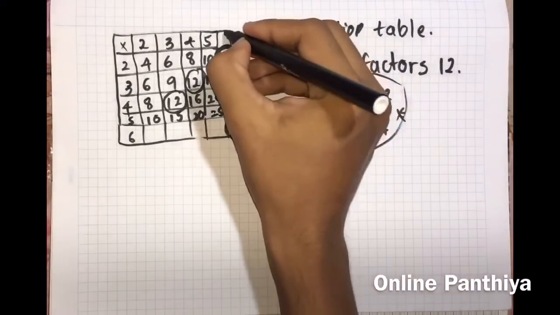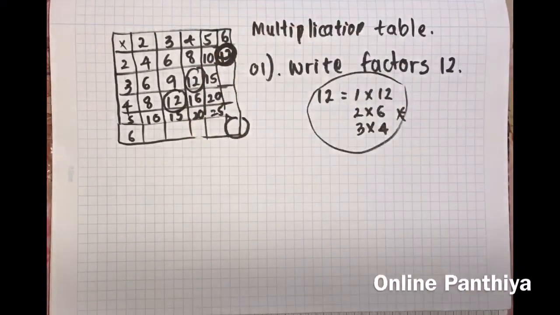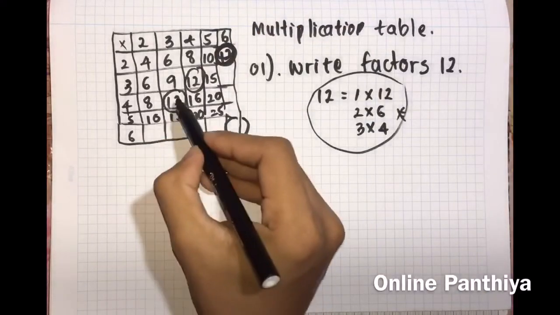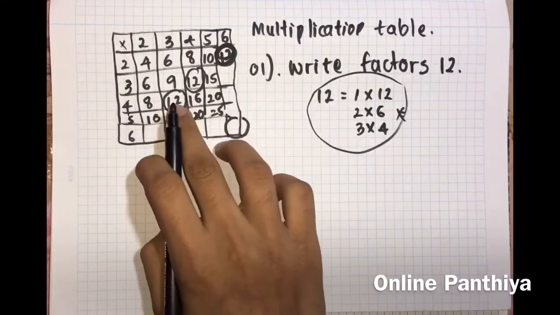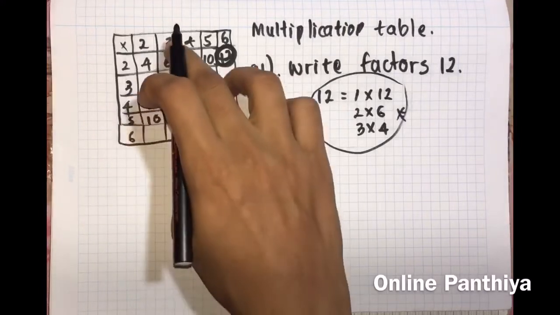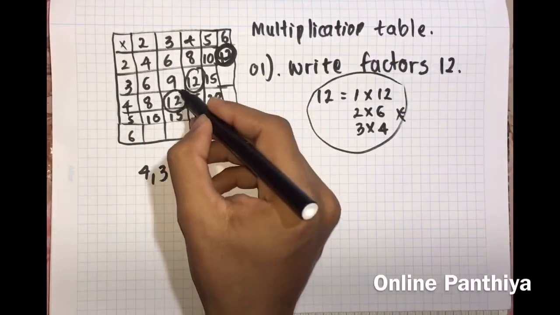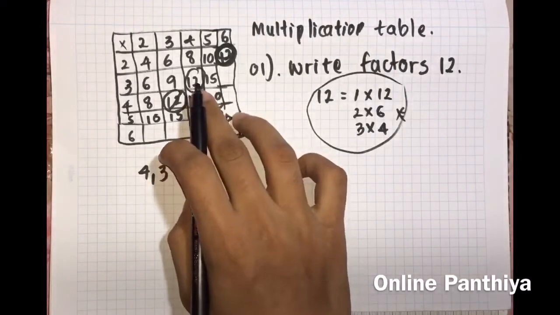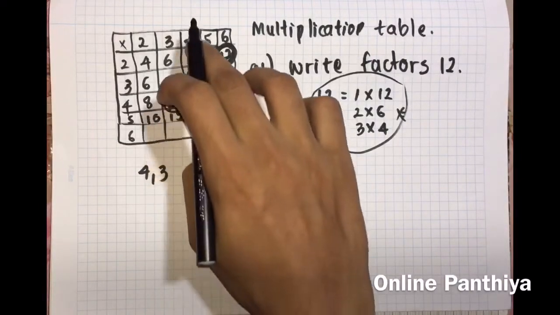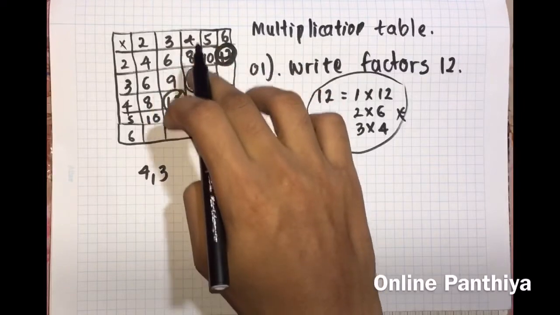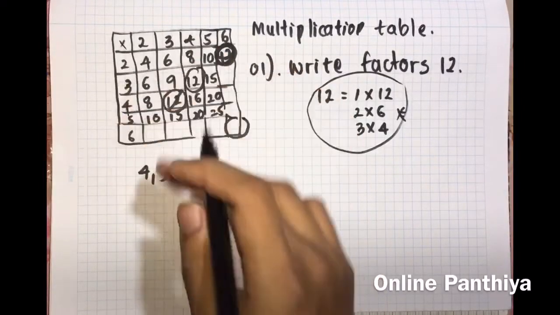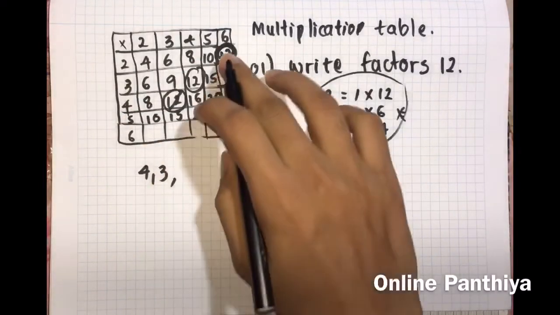Clear? If you have 6 here, you will get 12 here. Now take this 12 and check: how do you get 12? 4 and 3. So you have the factors 4, 3. This is done. Now go to the other 12. How do you get it? It is already written, 4 and 3. So go to the other one.